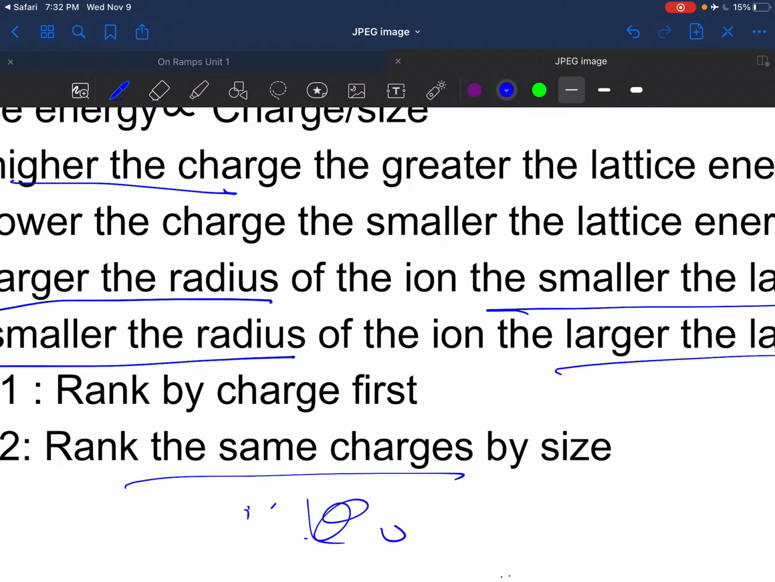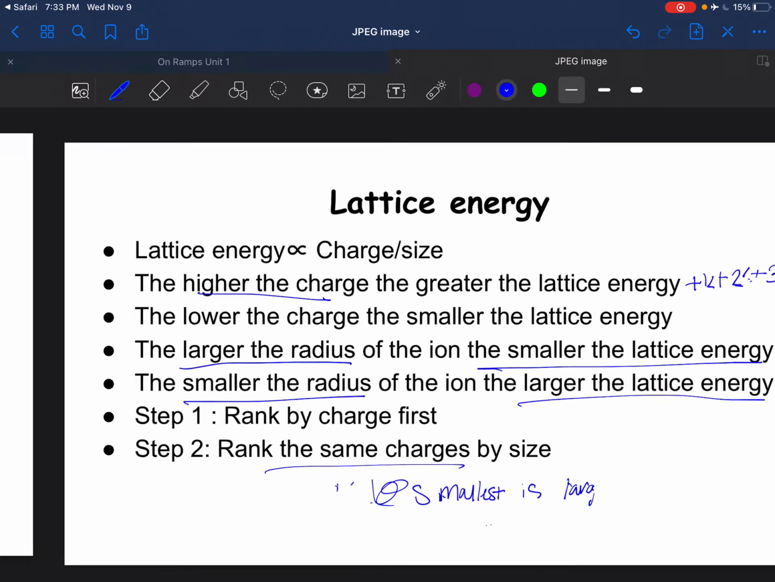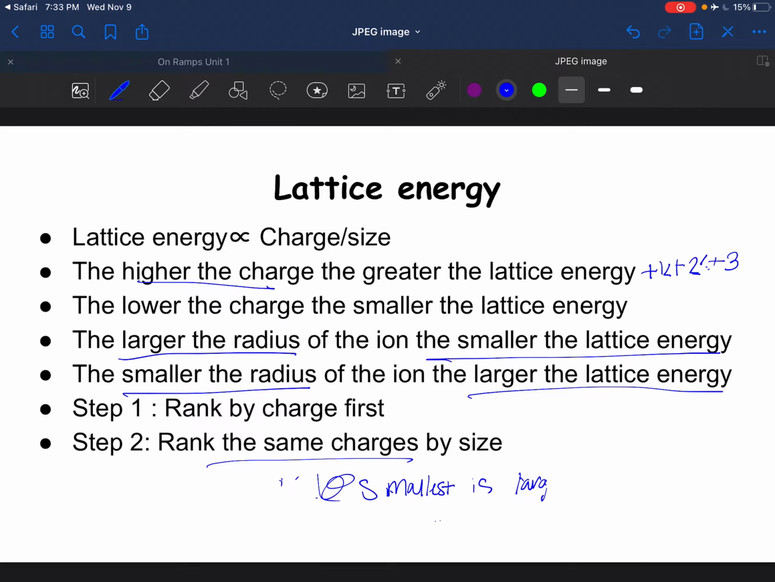See? Smallest, oh my God. Larger. Okay. Oh my Lord. That's horrible. But y'all get the point.